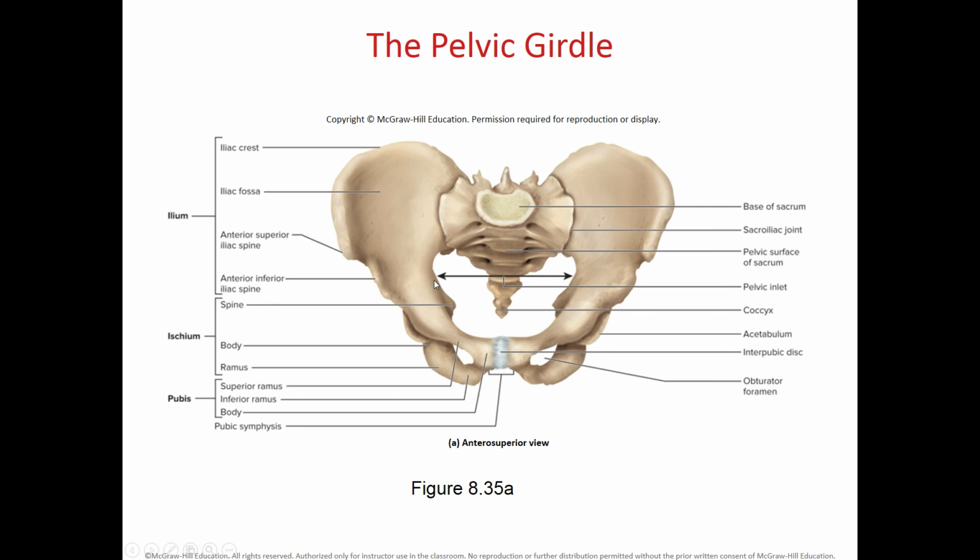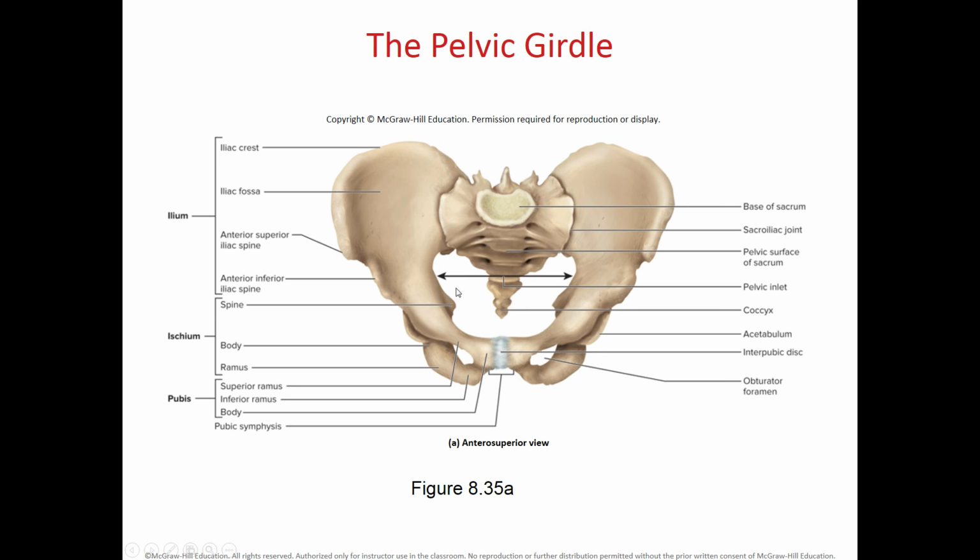And in here you have the pelvic inlet. And this part of the coxal bone is called the iliac crest. This will be the iliac fossa. This iliac crest anteriorly ends in the anterior superior iliac spine and the anterior inferior iliac spine. And then within the pelvic inlet, you have the pelvic surface of the sacrum.